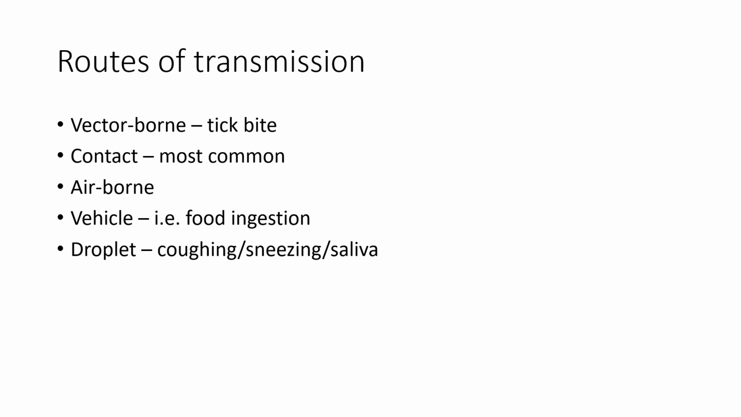Okay, and then we have our airborne. So that's obviously traveling through the air. Vehicle, and that's food to mouth, like so ingestion. And we have droplet, which is your coughing, sneezing, and saliva. Now you need to be familiar with your different precautions for each, okay?